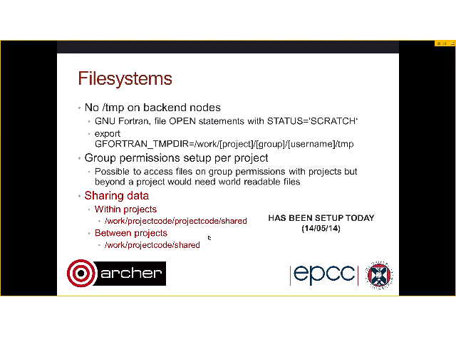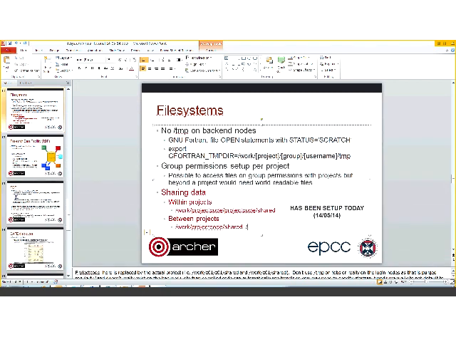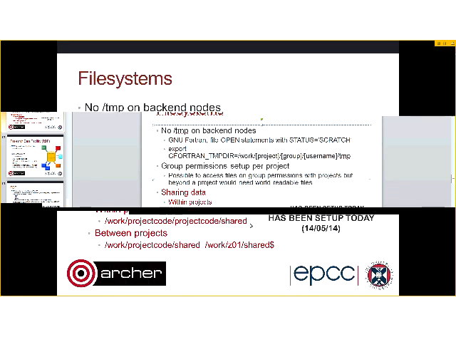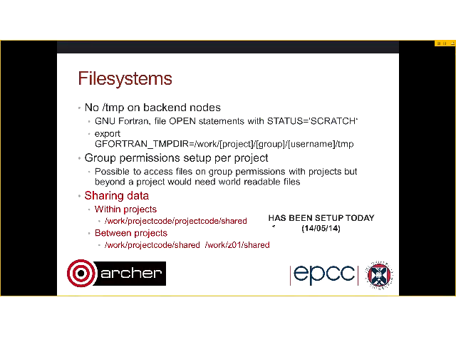So either /work/project/code/shared. For my example, for my directory it would be /work/Z01/shared. And if I put a file in that directory, /work/Z01/shared, anybody on the system can go and see that. So that lets me share that with anybody on the system.